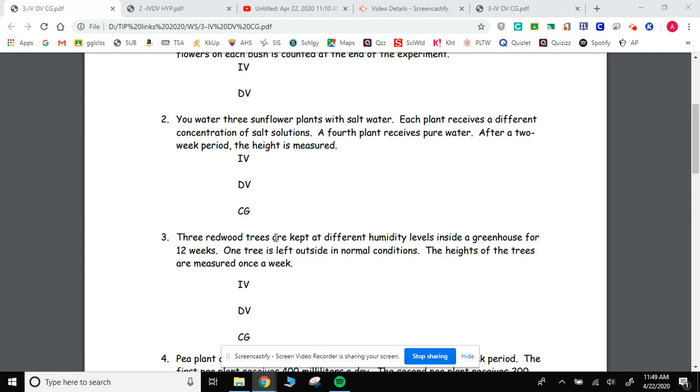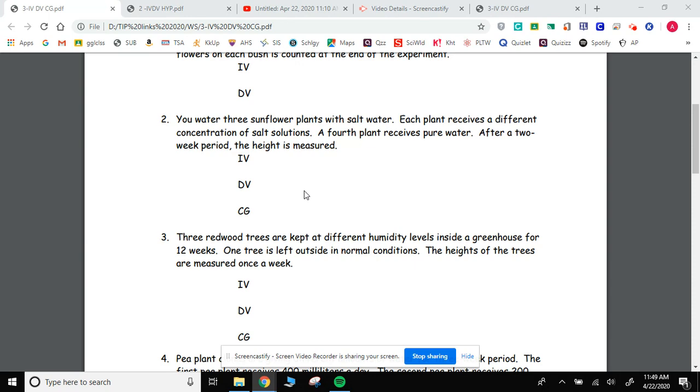2, you watered 3 sunflowers with salt water. Each plant receives a different concentration of salt solutions. The fourth plant receives pure water. After 2 weeks, the height is measured. The independent variable here is the amount of salt water. The dependent variable here is the height of the plant.